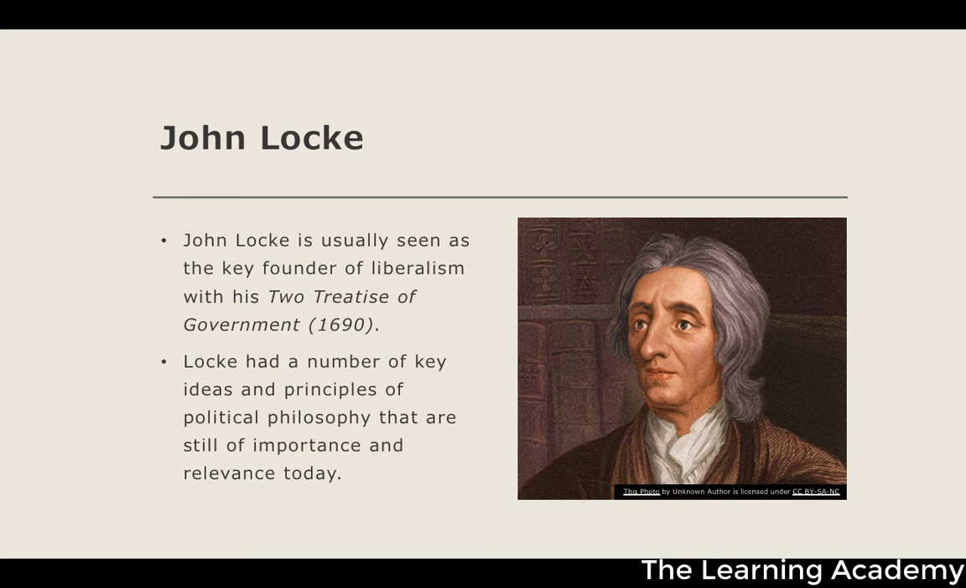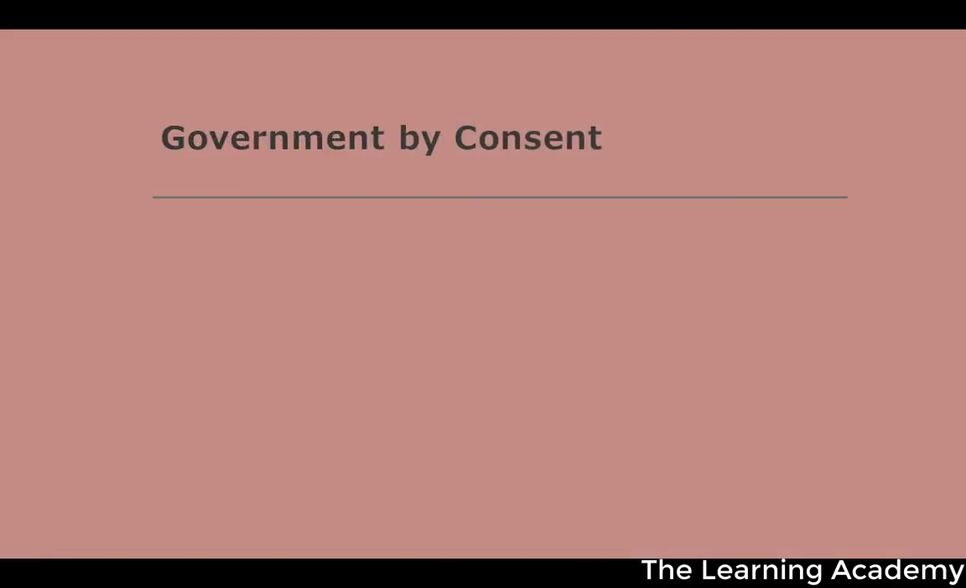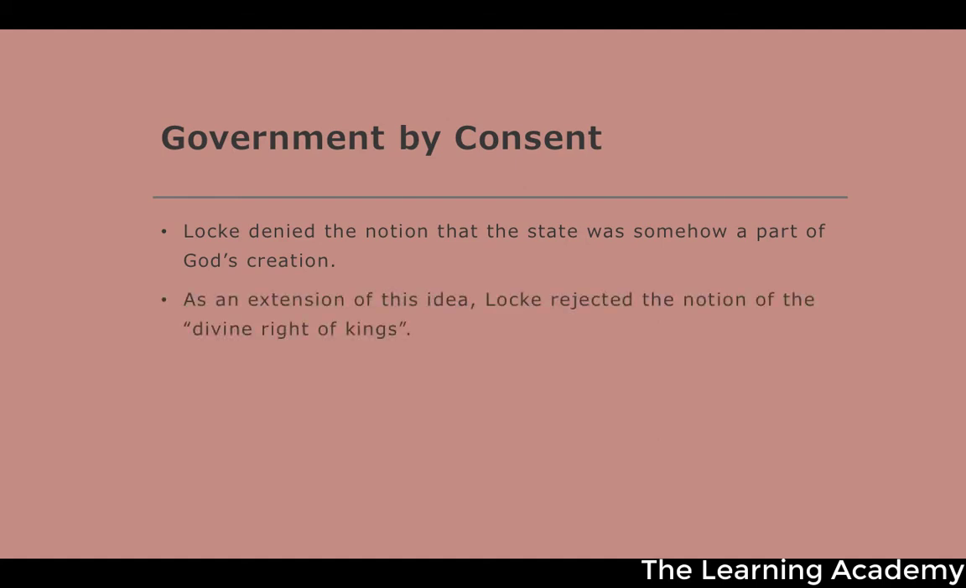Locke had a number of key ideas and principles of political philosophy that are still relevant and important today, that are still discussed today, and still have relevance within modern political philosophy. So the first one we're going to talk about is the idea of government by consent. Locke denied the notion that the state was somehow a part of God's creation. Okay, he rejected, by extension, the idea that there was some kind of divine right of kings, that the monarch, the king, had some kind of divine right from God to rule.